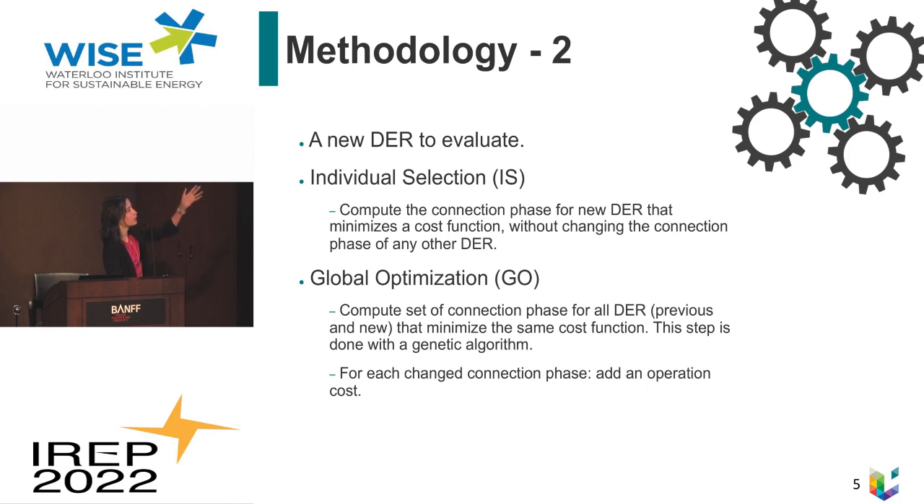So then you have those costs to compare. If the IS cost is smaller than the sum of the others, you just change the phase of the new one, so you connect it to the phase you found first. If the cost for changing several DER is smaller than the cost of just the first one, you do change the others. Pretty simple, right?